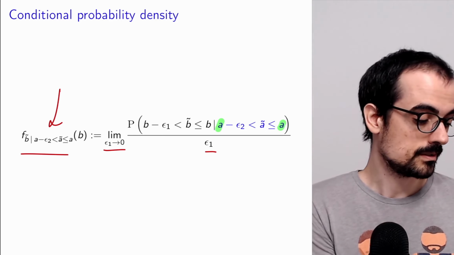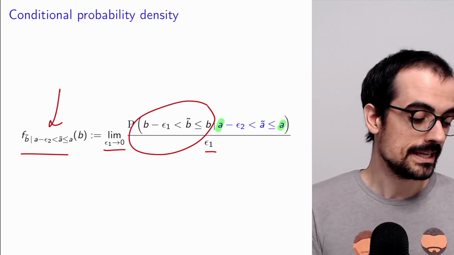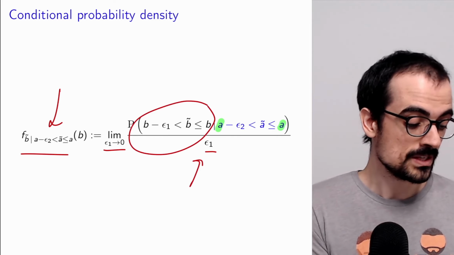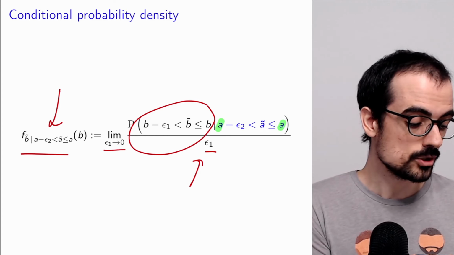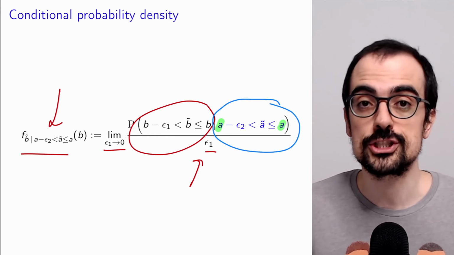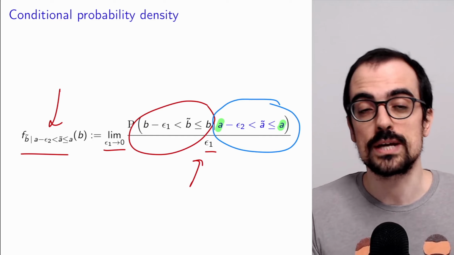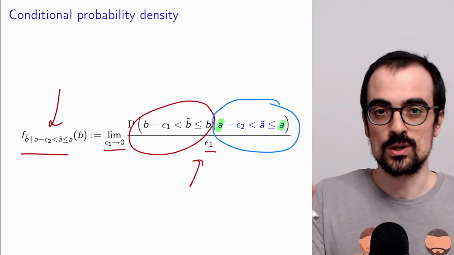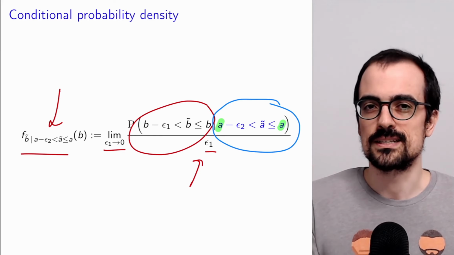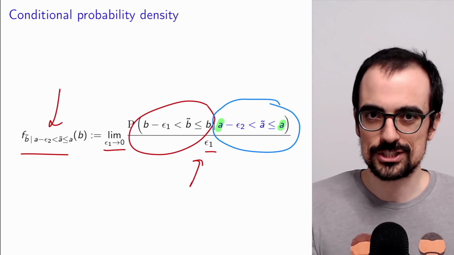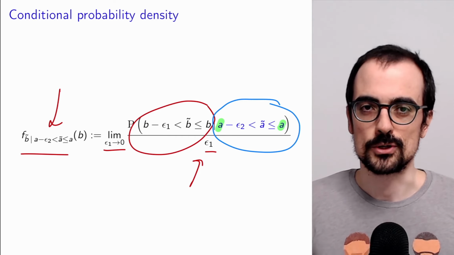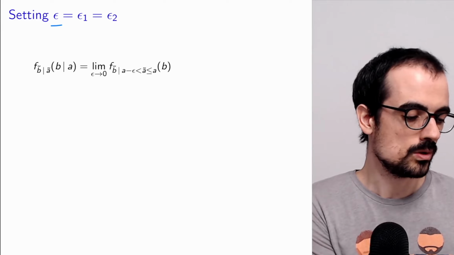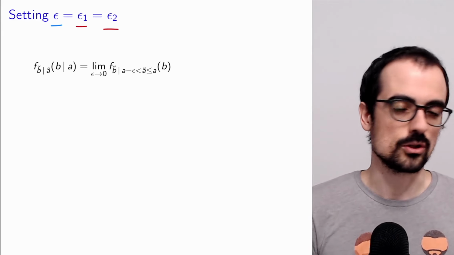One of the limits, which is this one, is so that we obtain a density when we divide by the length of that interval. The other limit is going to be because we cannot condition on this event of zero probability. We have to condition on events that have non-zero probability and then take the limit to be able to obtain something that captures this conditioning on A being equal to a single point. So hopefully that's clear. Again, we're going to set epsilon equal to both epsilon 1 and epsilon 2.